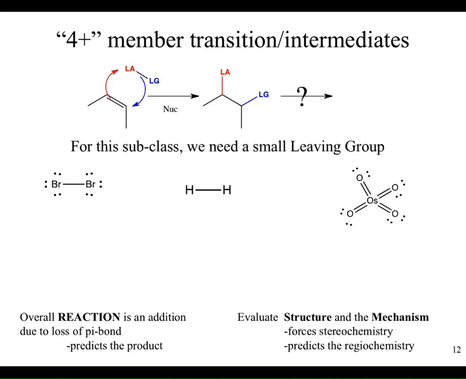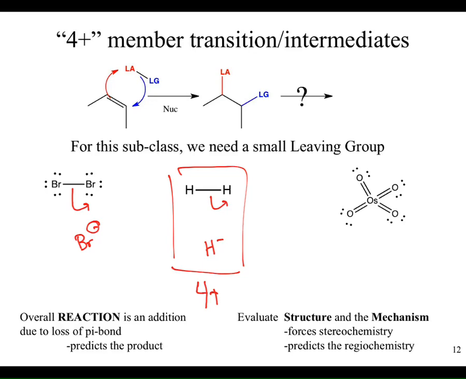Our 4+ member transition state and intermediate. For this subclass, we need a small leaving group. So take a quick look at these three structures. We already looked at the bromine. Br- is not a small leaving group. That's incredibly large. H- on the other hand is very, very, very small. That does fit our 4+ member transition intermediate. So this one is going to be a 4-member. We'll call it a 4+.